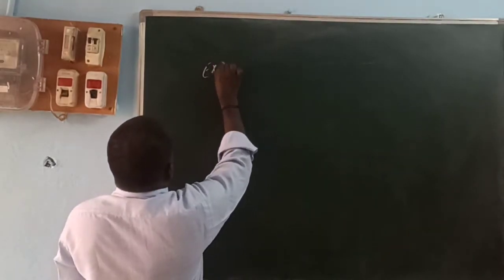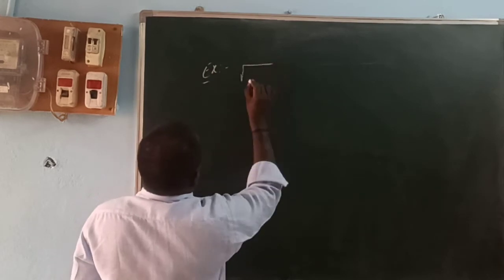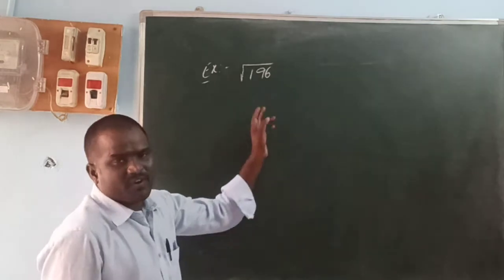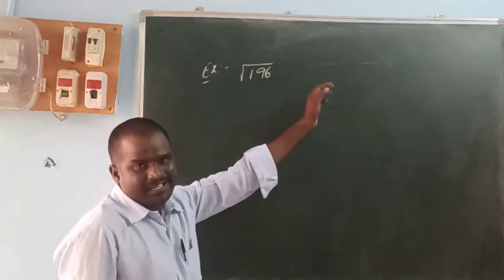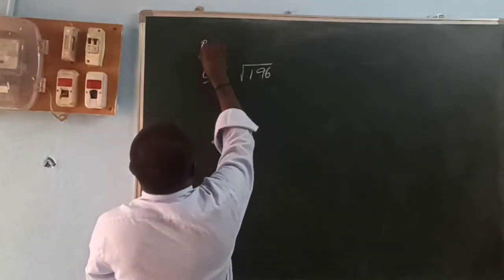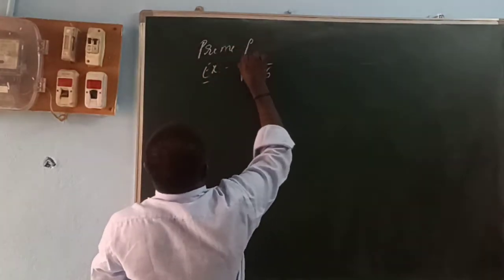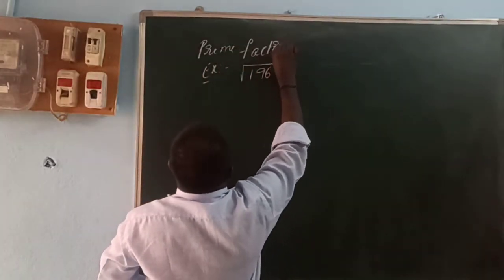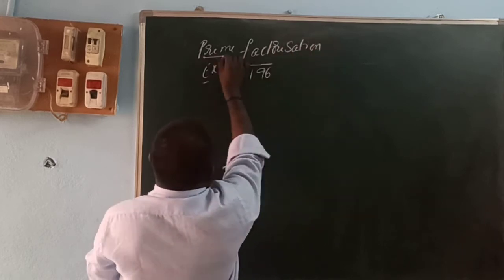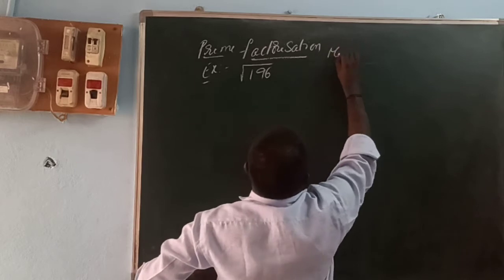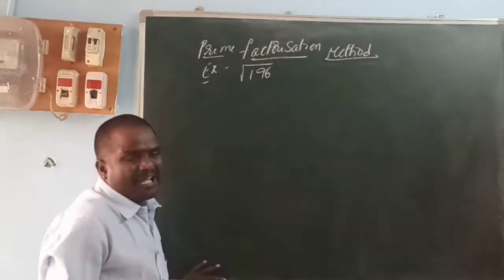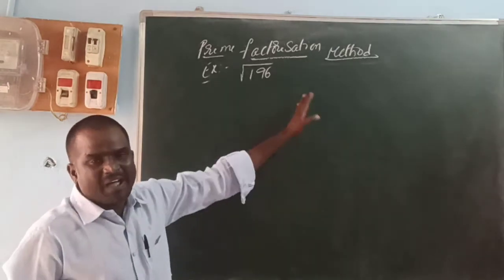For example, square root of 196. Okay, here to find the square root of 196, there are two methods. First method is the prime factorization method. So what does prime factorization mean? Any number can be written as a product of prime factors. Product of powers of prime numbers is called prime factorization.